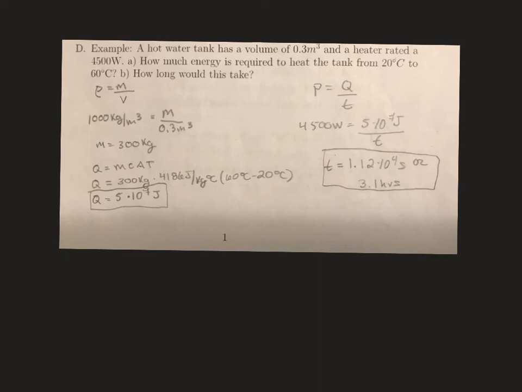And please be careful when you're doing the calculations for this. It's really easy to accidentally find the inverse, so you need to multiply both sides by t and divide by the power in order to find the time. So be careful not to find the inverse by mistake.